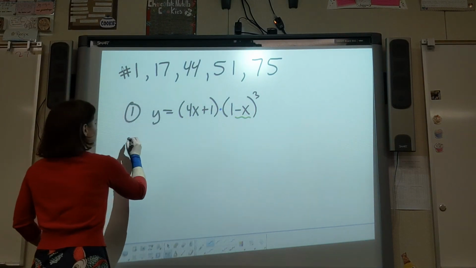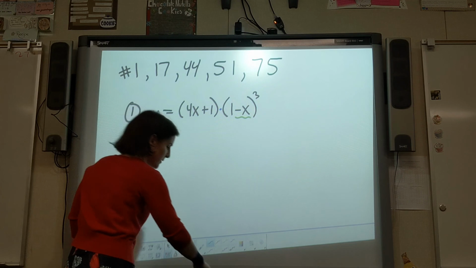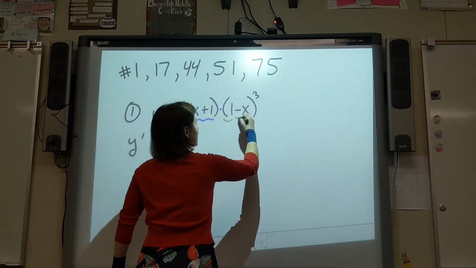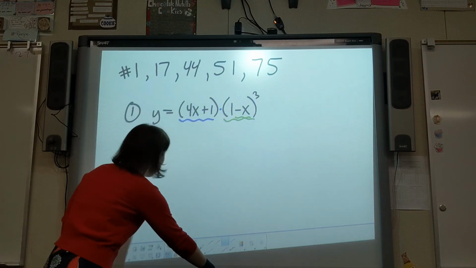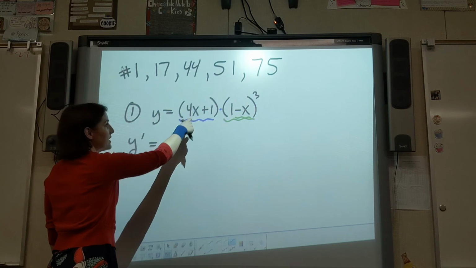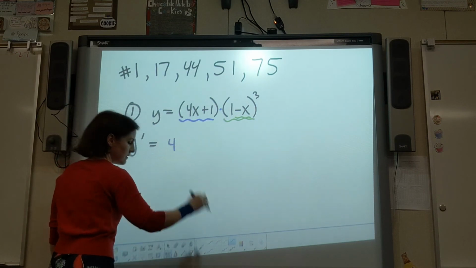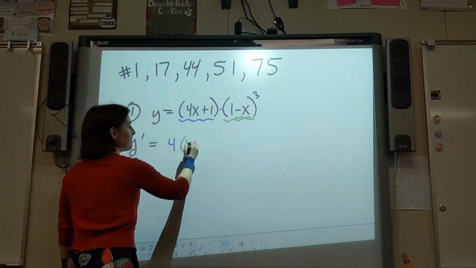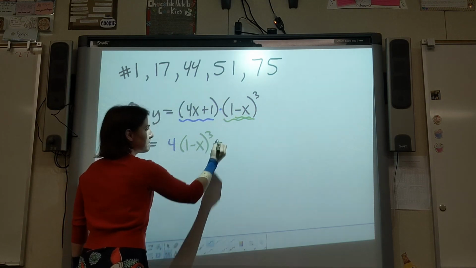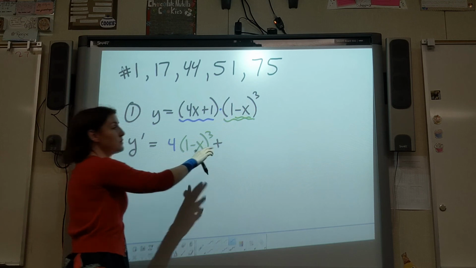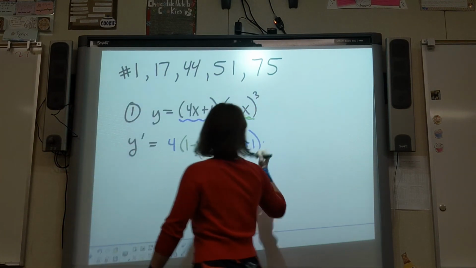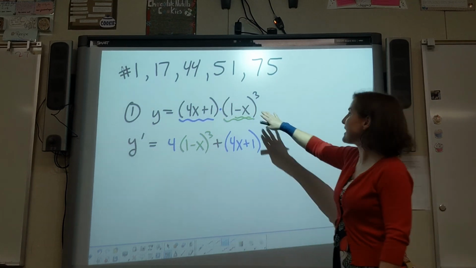So as I find the derivative, let's start with our product rule first. I'm going to look at the first one in blue, the second one in green, since I already did some green there, and product rule, we're going to take turns. So I'm going to do the derivative of the first times the second, and product rule uses a plus. Now I leave the first alone, and I multiply by the derivative of the second.